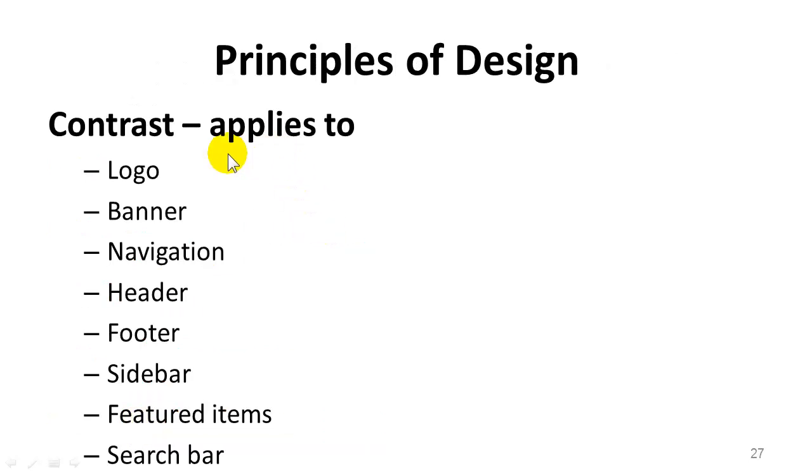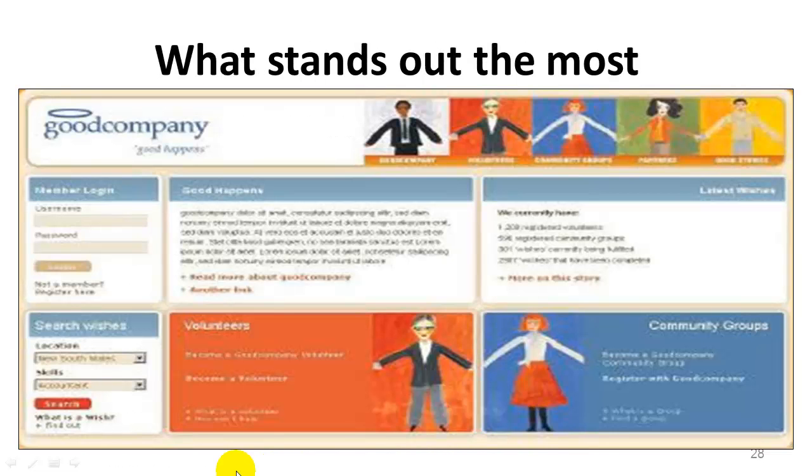Contrast is created by varying size, varying position, color, typeface, lines. You generally apply the contrast to logos, to banners, navigations, headers, footers, sidebars, feature items, and search bars. All of these items generally tend to stand out, and that is achieved by applying the principle of contrast. So here's an example of a website, and you can see that some things stand out more than others.